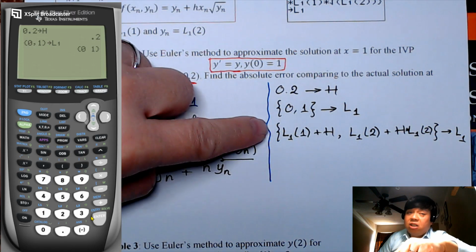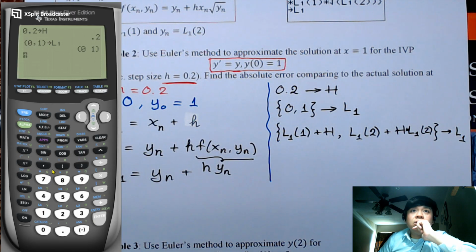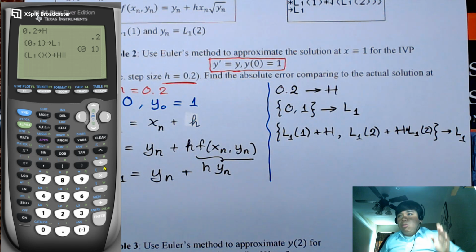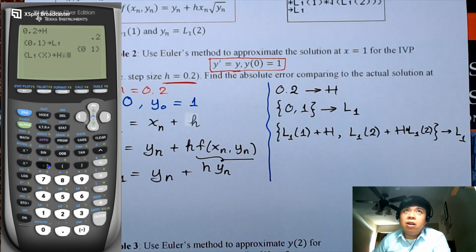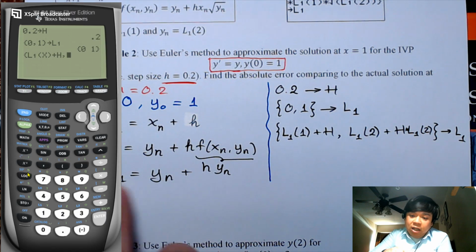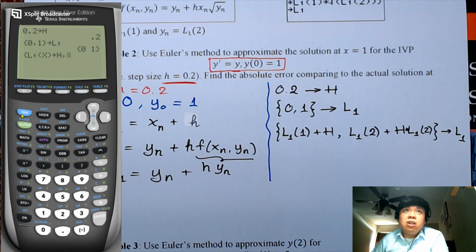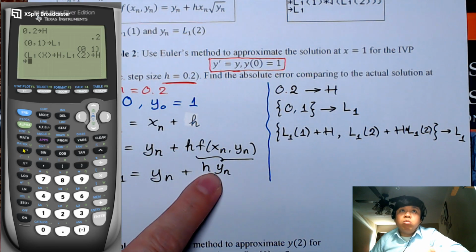And now the updating step. We start with an old x plus h. So the old x plus h gives us the new x. The new y is equal to the old y, L1 2 is y, plus h times just the old y.